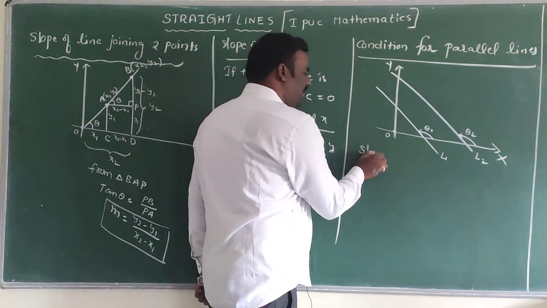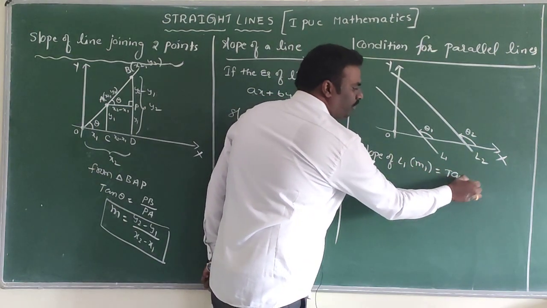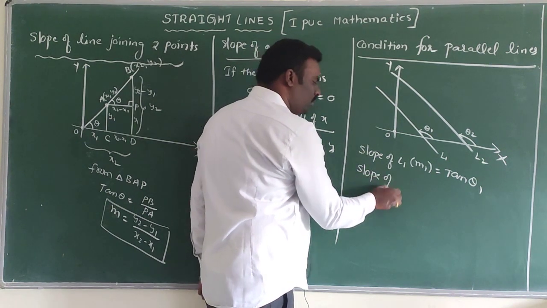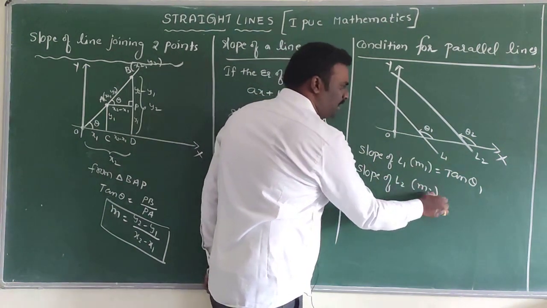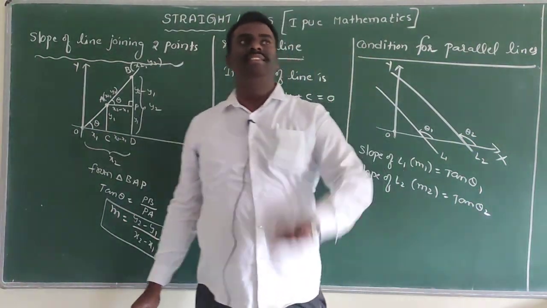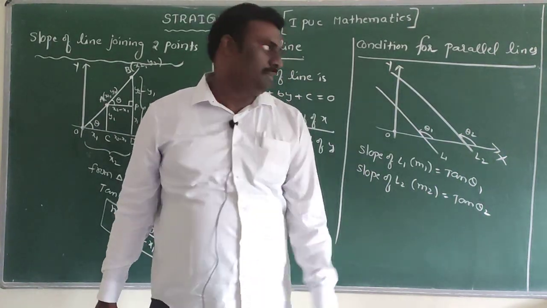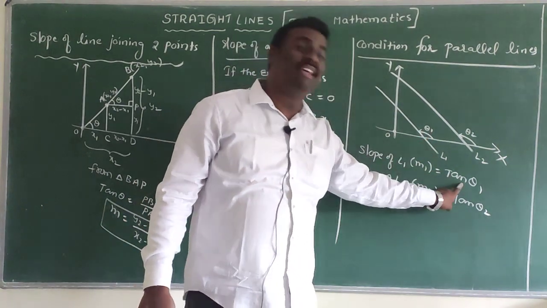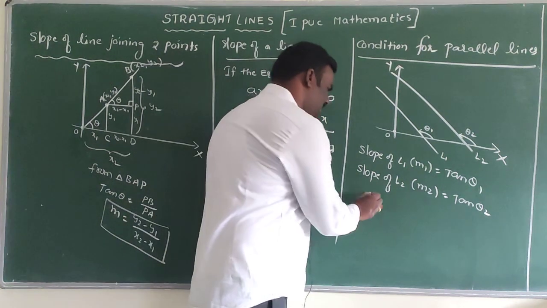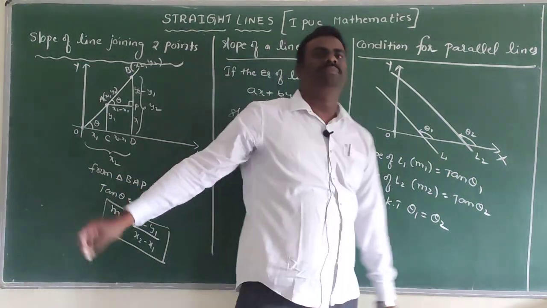Now, slope of L1, that is m1, is equal to tan theta 1. Next, slope of L2, it is denoted by m2, that equals tan theta 2. Why? Because if theta is the angle of inclination, then the formula for slope is tan theta. But here the angle is theta 1, slope is tan theta 1. Here the angle is theta 2, slope is tan theta 2. We know that theta 1 is equal to theta 2.